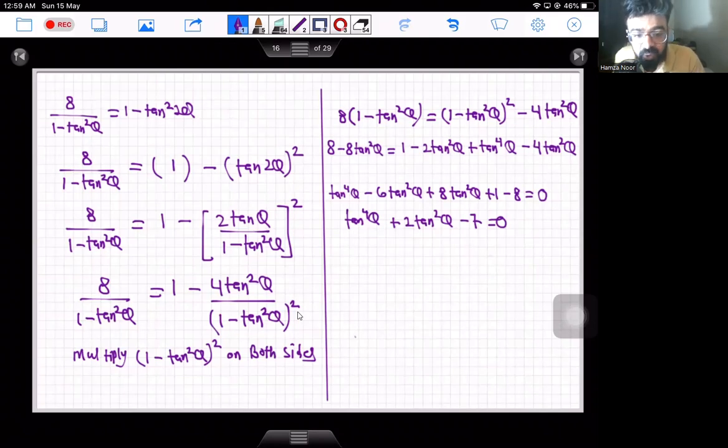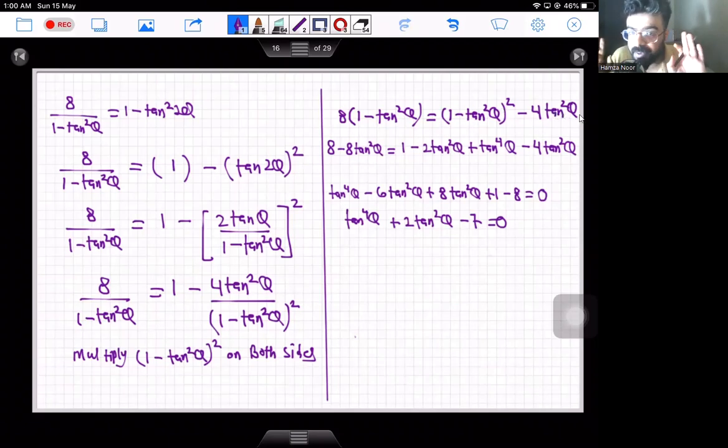Now, what we need to do, we need to get rid of this denominator 1 minus tan square theta whole squared. So we need to multiply 1 minus tan square theta whole squared on both sides of the equation. So when you multiply it on both sides, the 1 minus tan square theta in the denominator underneath 8 will be cancelled out. And 8 multiplied by 1 minus tan square theta will be equal to 1 multiplied by 1 minus tan square theta whole squared. So this will become 1 minus tan square theta whole squared, and then minus 4 tan square theta.